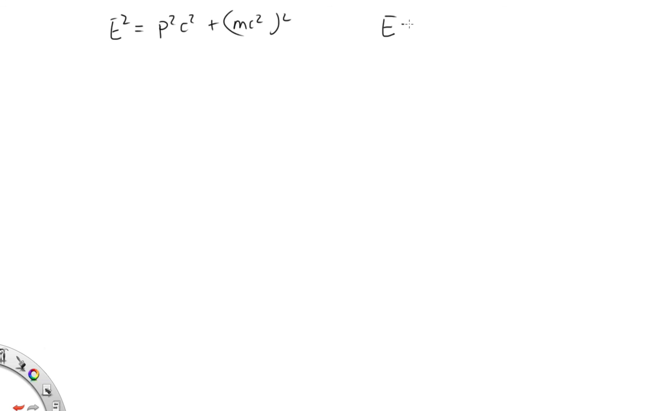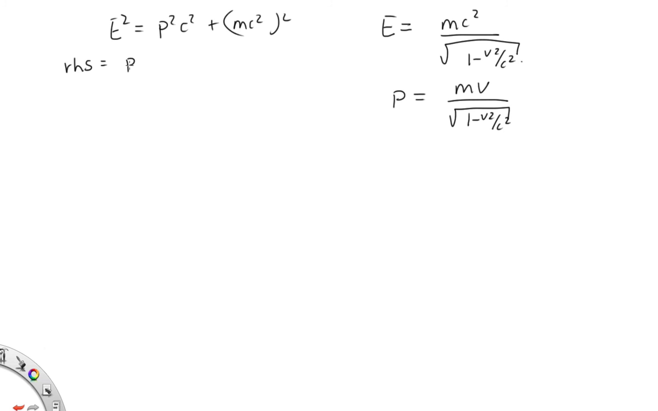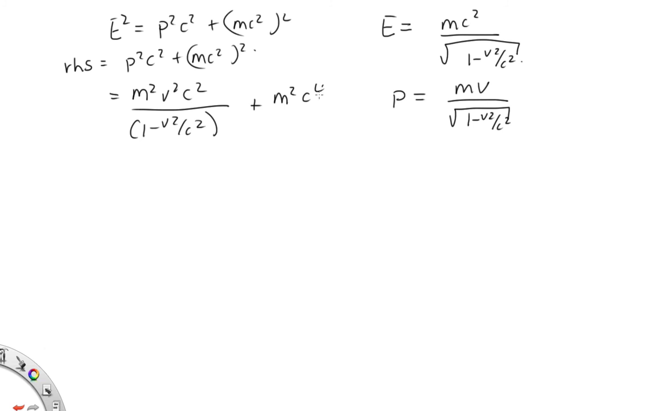So remember, we've just said that the total energy E is equal to mc squared over the square root of 1 minus v squared on c squared, and we said that p was equal to mv over the square root of 1 minus v squared on c squared in the relativistic case. So let's just substitute in. The right-hand side is equal to p squared c squared plus (mc squared) all squared. Substituting in for p, we've got m squared v squared times c squared over 1 minus v squared on c squared, plus m squared c to the 4.